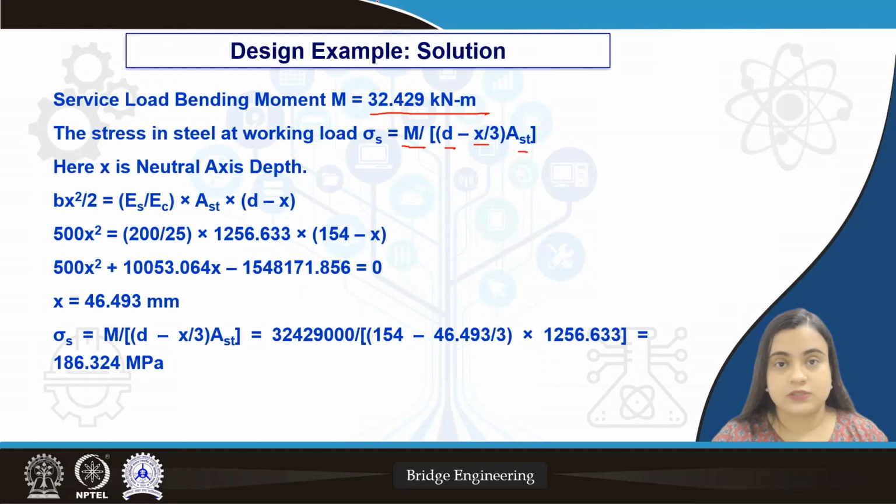Neutral axis depth can be determined by considering compression force equals tension force, and that is equal to b x square by 2 times Ec equals Es times AST times (d minus x). So from this expression, once we apply the magnitude of all the parameters, then x turns out to be 46.493 millimeter by solving the quadratic equation of x. So we can apply the magnitude of M, small d, x and AST so as to determine the service stress to be 186.324 MPa from this expression.